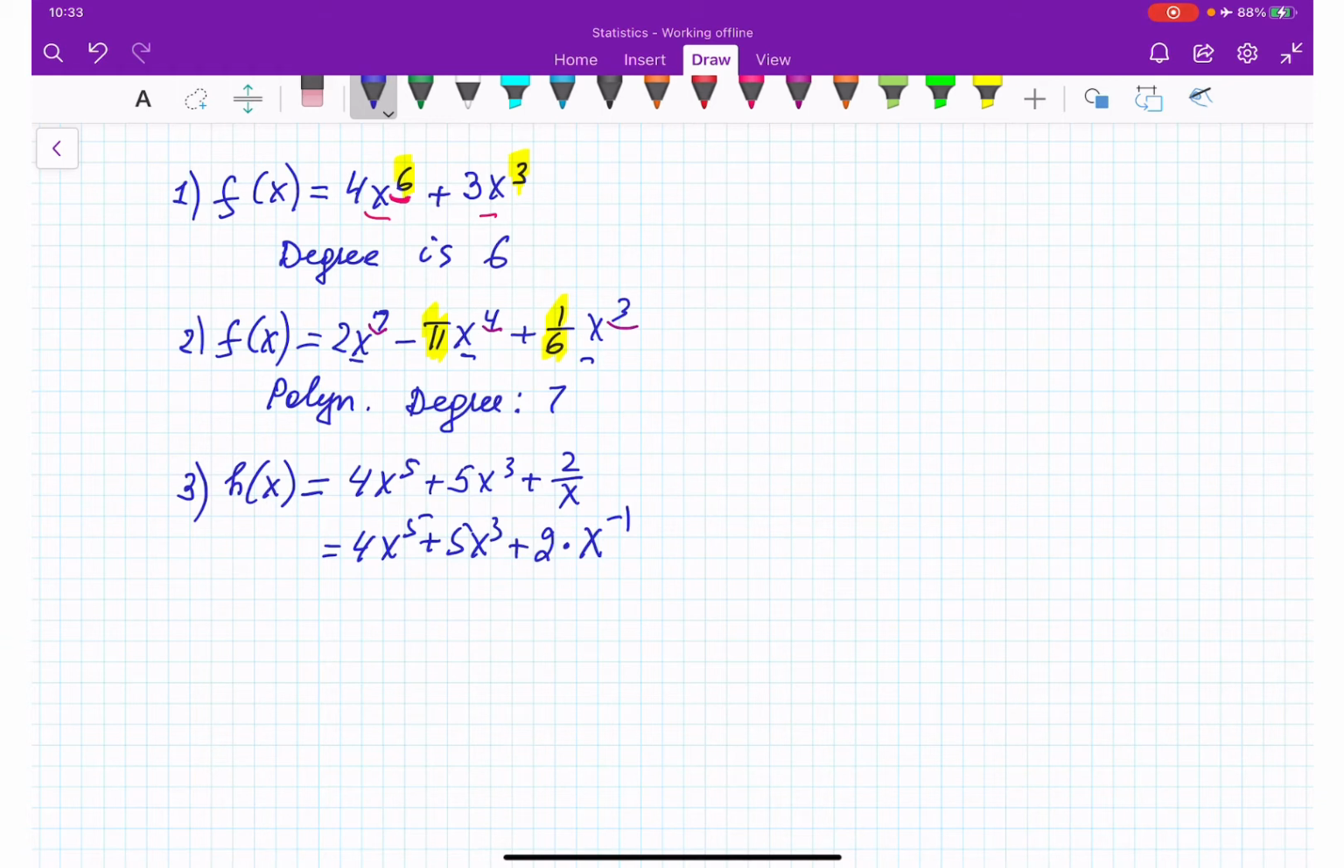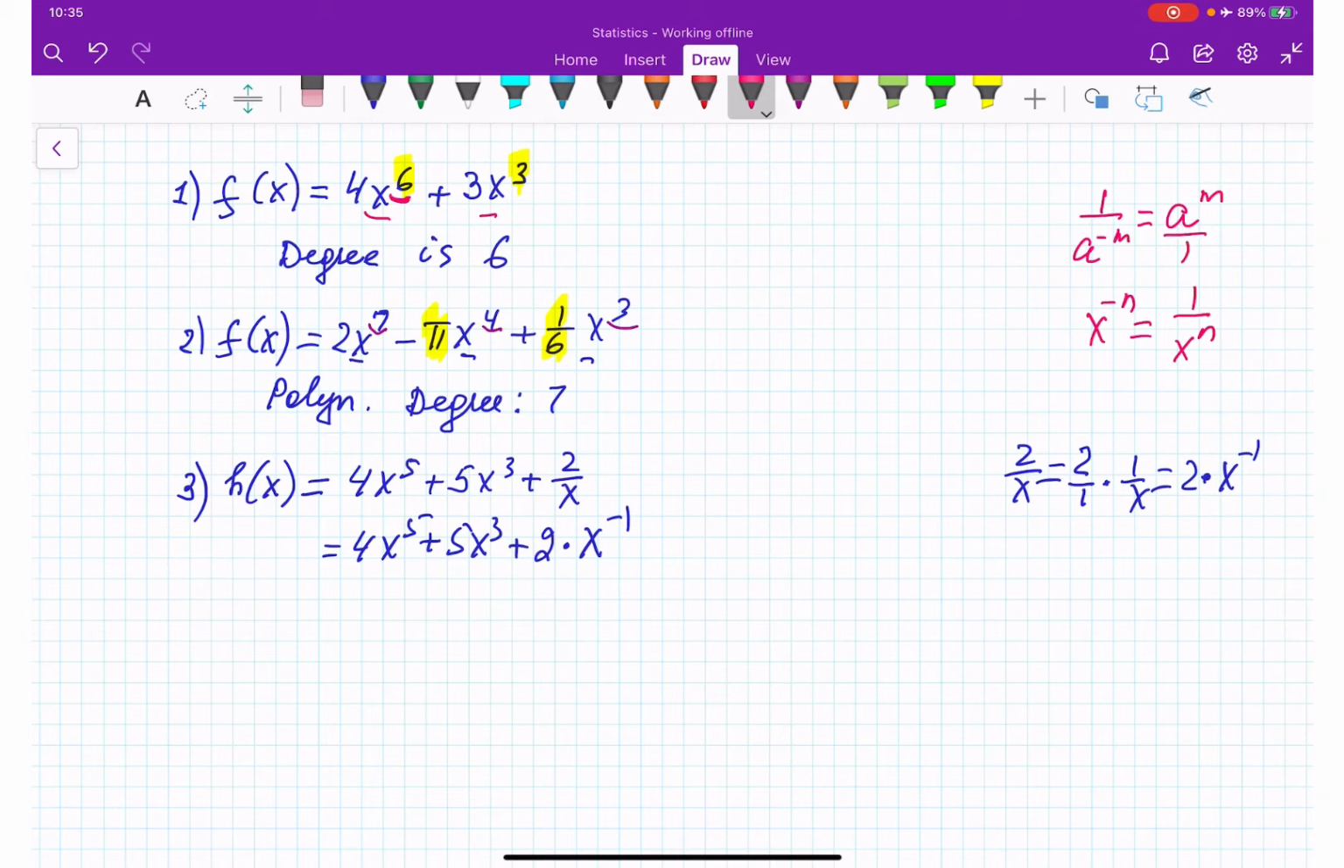Why? Because 2 over x can be represented as 2 over 1 times 1 over x. And 1 over x is nothing else but x to the power negative 1, based on the property of exponents, where x to the power negative n is equal to 1 over x to the power positive n. Accordingly, if I have 1 over a to the power negative m, this is going to be a to the power positive m. So a negative degree always flips the fraction.